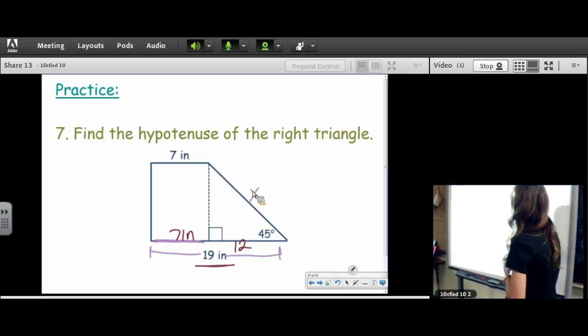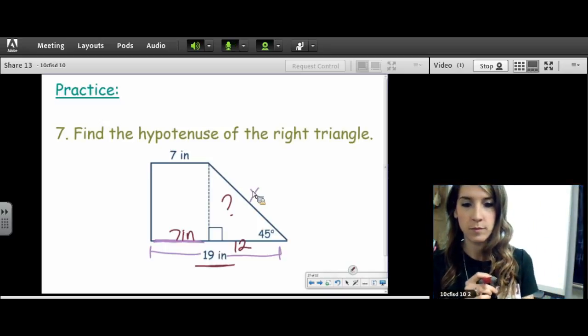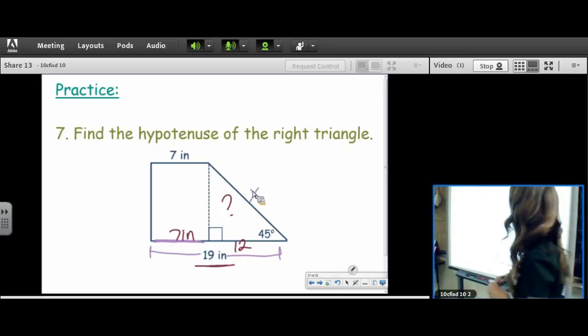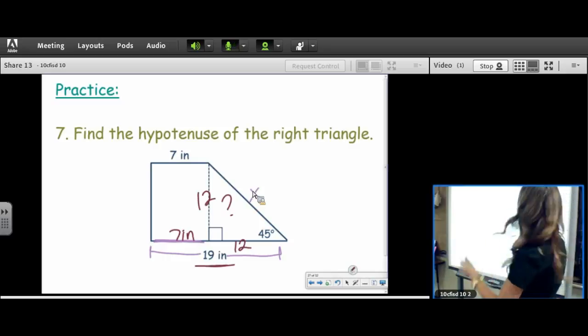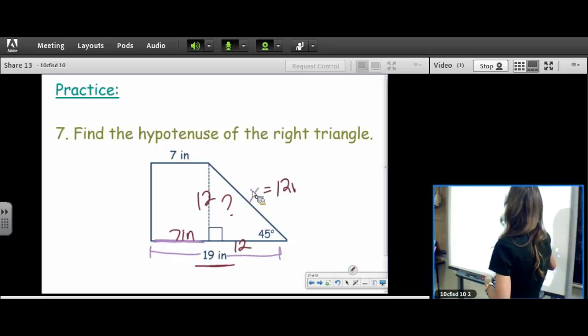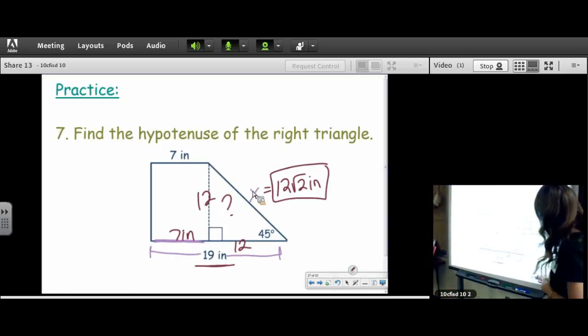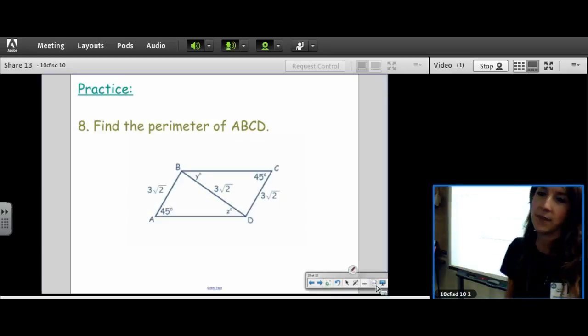Is this a 45, 45, 90 triangle? Yes, triangle sum theorem means that other angle is also 45. Oh, cool. So now we can just do our pattern. 12, 12, 12 root 2 inches. Final answer. Try this one. 2 examples left.